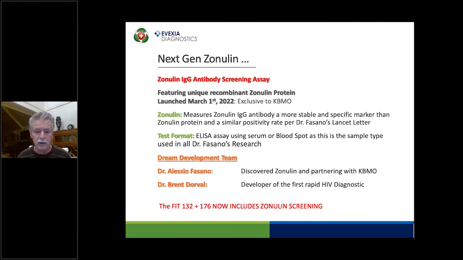I have two patents on that, and they make about 1 million tests a month based on that particular platform. So as I mentioned, the FIT 132 and 176 now includes Zonulin screening.